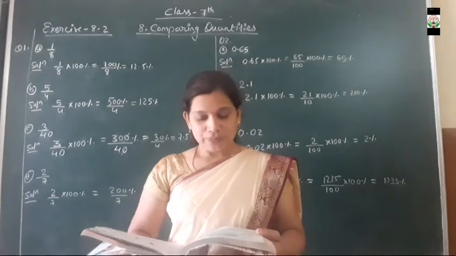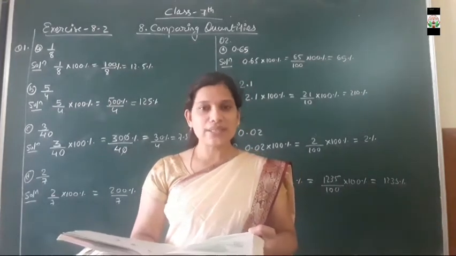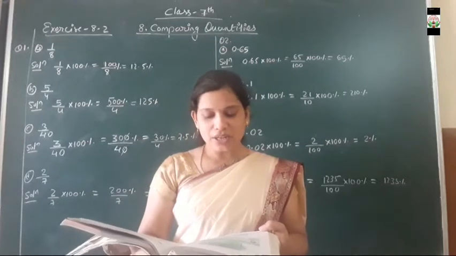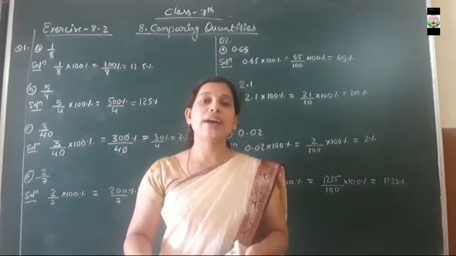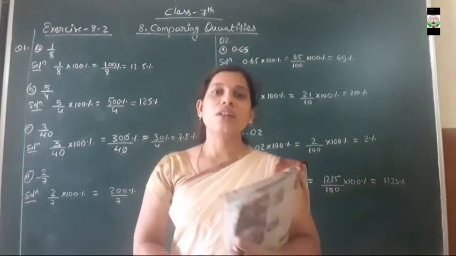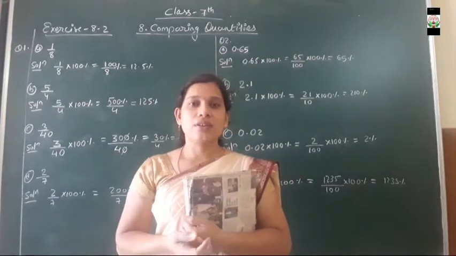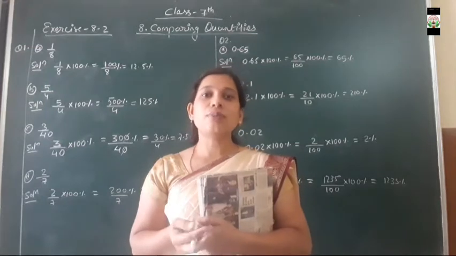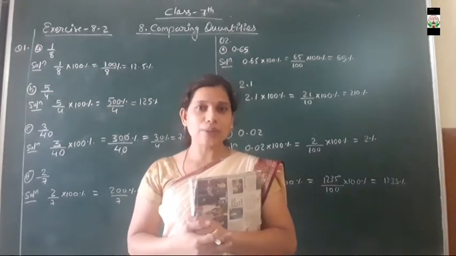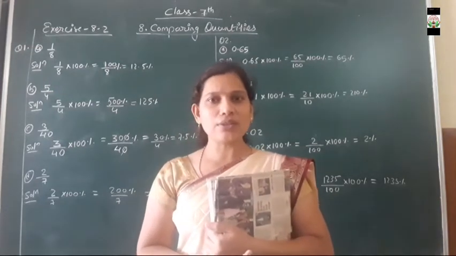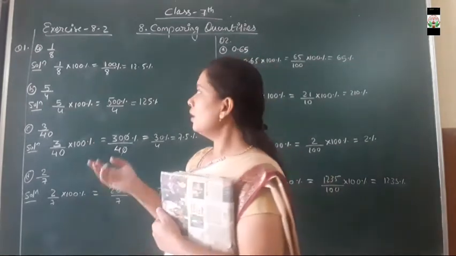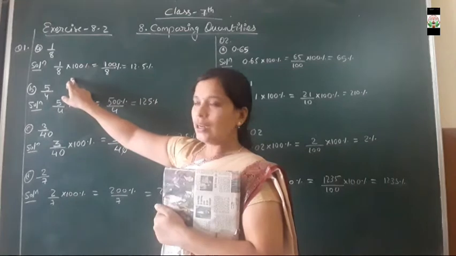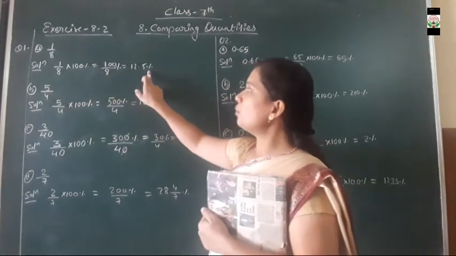comparing quantities. What does the first question of exercise 8.2 say? It says to convert the given fractional number to percentage. Here we have to convert the fraction into percent. So what is a fraction? The number which is written in the form of numerator upon denominator is said to be a fraction, isn't it? A part of a whole. So here 1 upon 8 is a fractional number that we have to convert into percent.